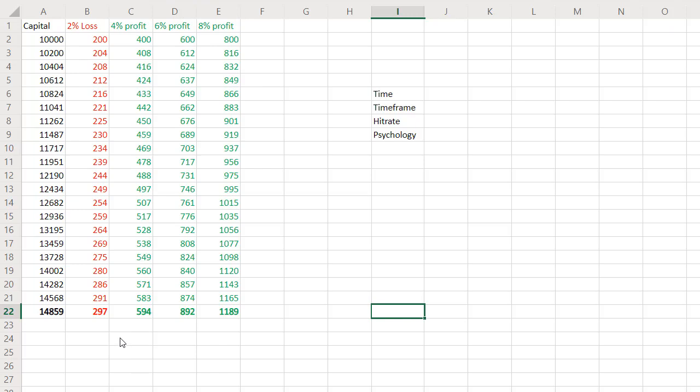Also, if you want to trade with a 100 account, sometimes that's the minimum deposit for a broker. It's a good thing to get started, but imagine that if you have a losing trade, you lose $2, and if you have a winning trade, you make 4, 6, or 8 or something like that. I don't know how that is with you.